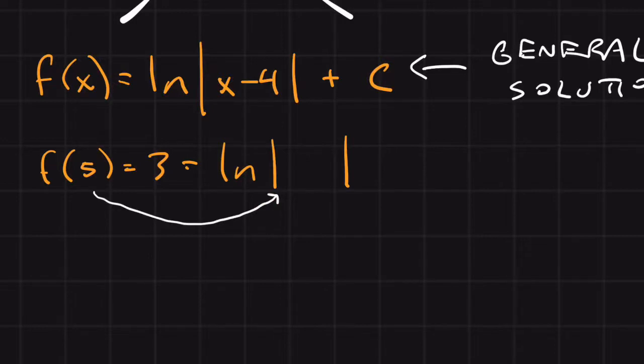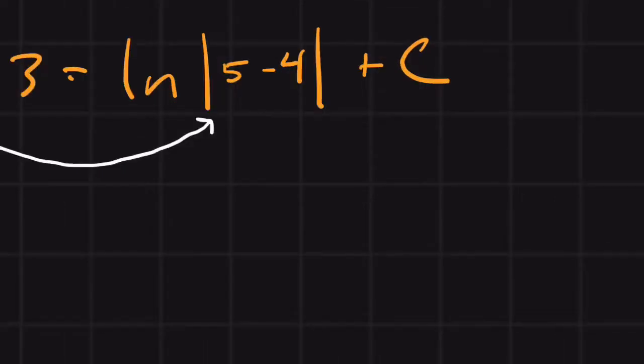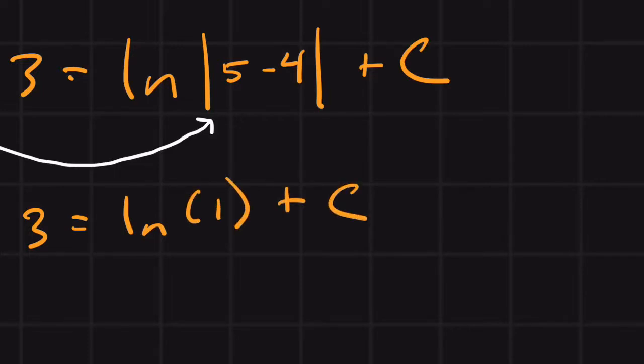So that means we'd have the natural log of the absolute value of 5 minus 4, plus c. Now we have an equation whose only unknown is that value c. So let's solve for c. First, we can simplify the natural log. The absolute value of 5 minus 4 is just 1. The natural log of 1 is equal to 0. Therefore, c is equal to 3.